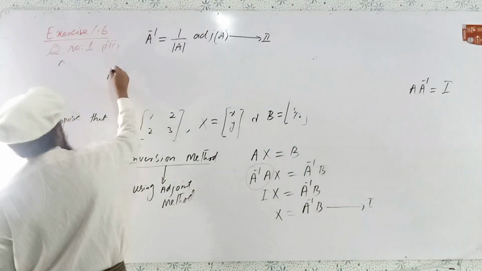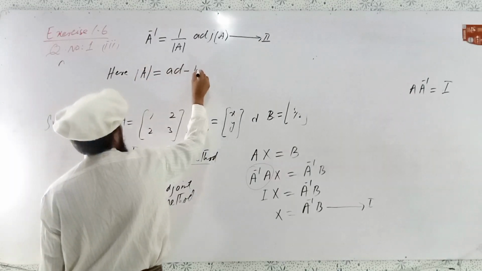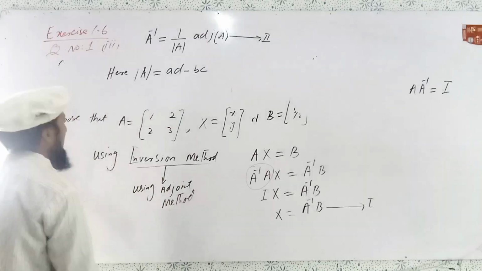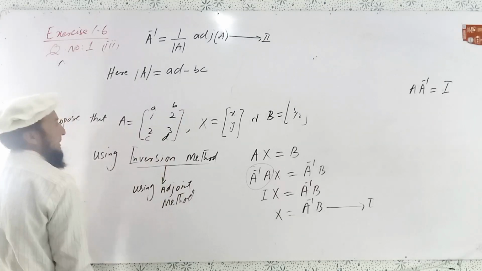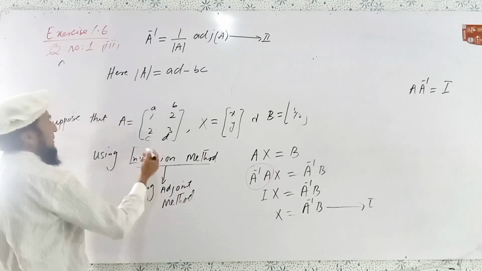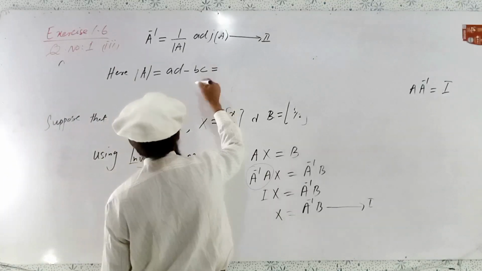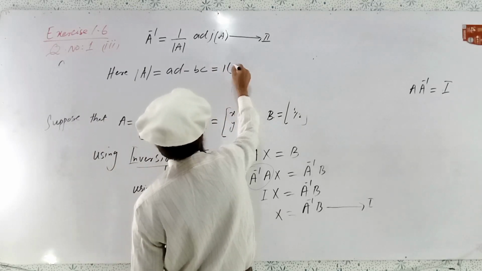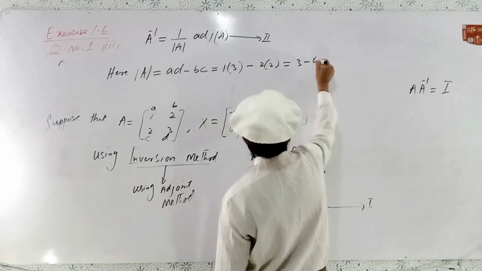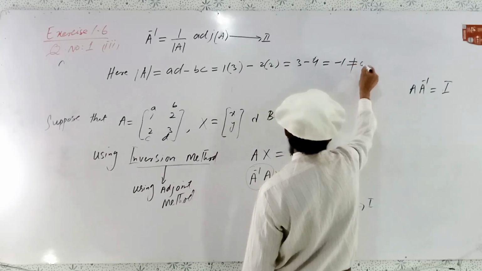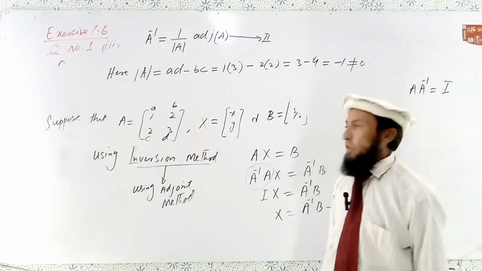Here, the determinant of A is equal to AD minus BC. This is the general formula, because the matrix form is A, B and C, D. We put the values in: A is equal to 1 and D is equal to 3, similarly 2 and 2, so we get 3 minus 4, which is equal to minus 1. Minus 1 is not equal to 0. It means that it is a non-singular matrix, so A inverse exists.